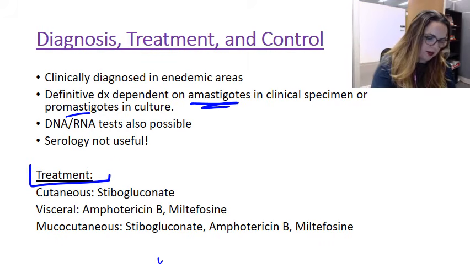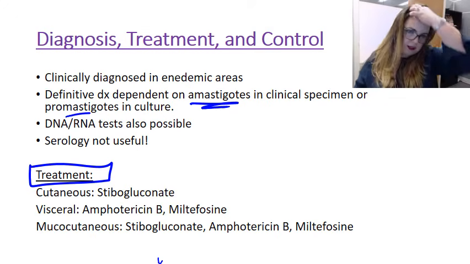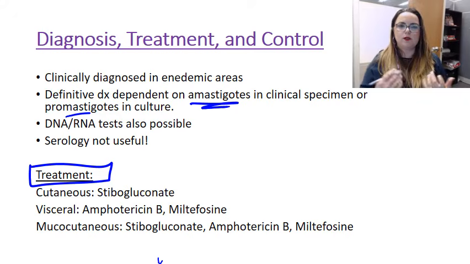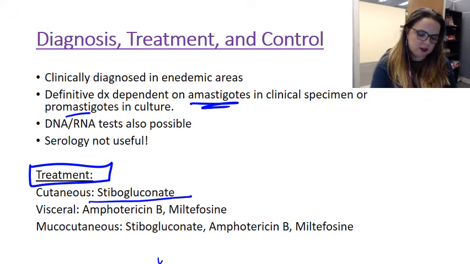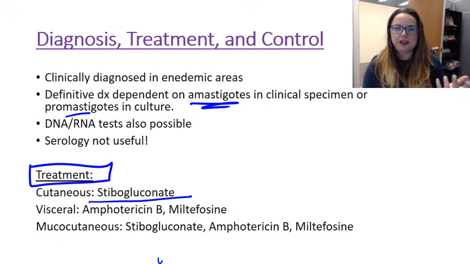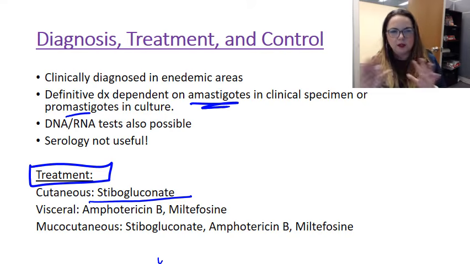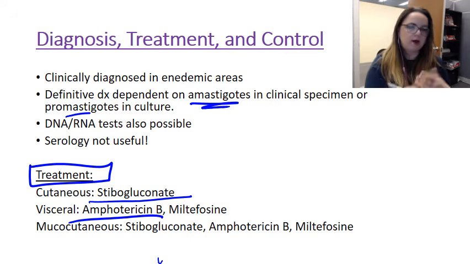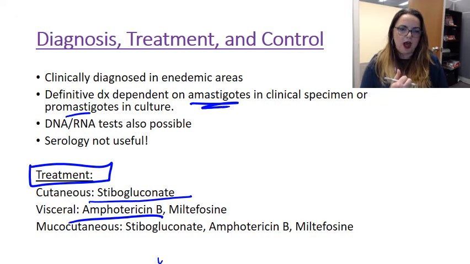As far as treatment goes, it's a little bit of a mixed bag. So for cutaneous leishmaniasis, you can do systemic treatment using stibogluconate, and that has good efficacy for reducing progression to mucosal disease, so if you catch it early enough. Amphotericin B is also a good candidate, but it's a little more toxic, so we don't use that as often. For visceral, though, amphotericin B is a good option.